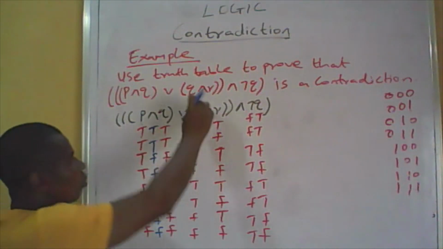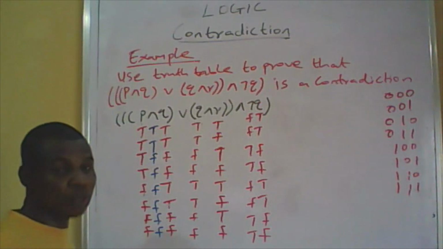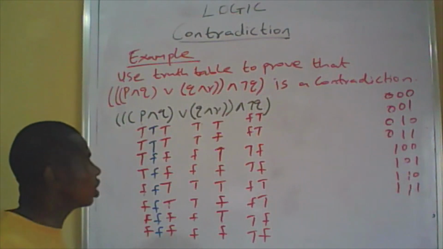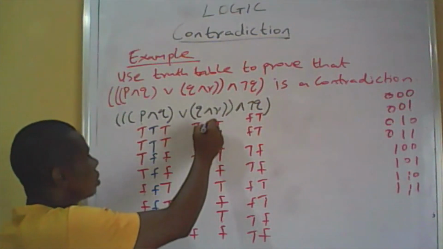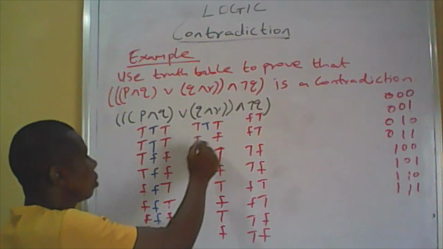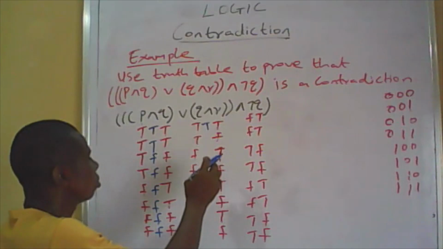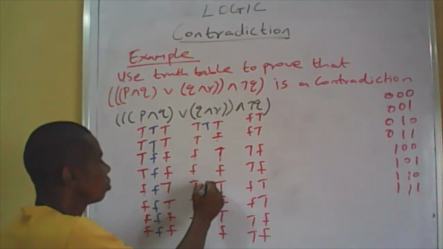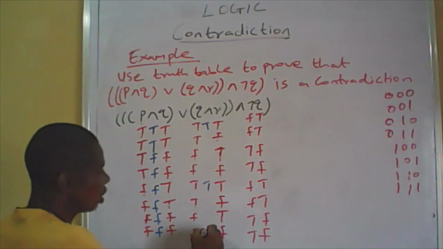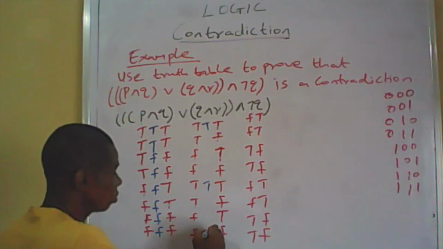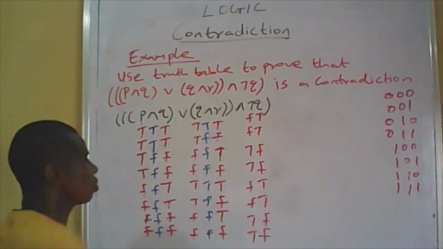Here we have Q and R. So the two conjuncts Q and R must be true before it can be validated to be true, because it's a conjunctive statement. Here we have TT, so it is true. FT, sorry, TT, true. TF, no. FT, no. FF, no. TT, true. TF, no. FT, no. FF, no. So the rest, they are false.